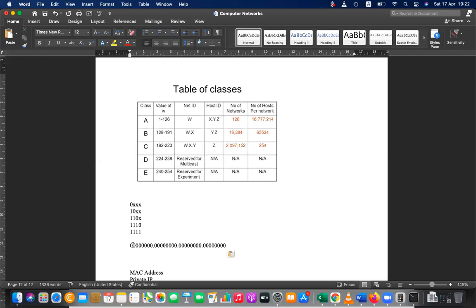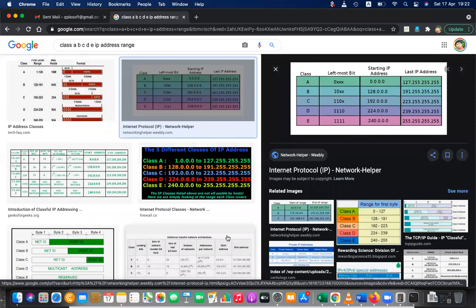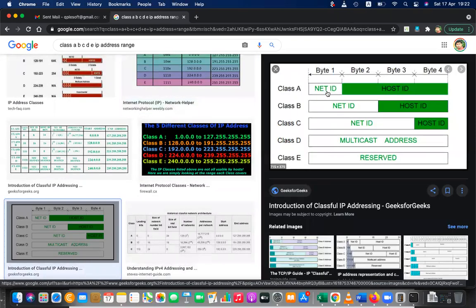So basically, the first portion is allocated for the network, and this portion is allocated for hosts. Hosts means the devices in the network, or the components that you can connect in the network. I can color this in two different colors. You can see here: net ID, host ID, net ID, host ID, net ID. So this is actually multicast, and the last one is reserved.